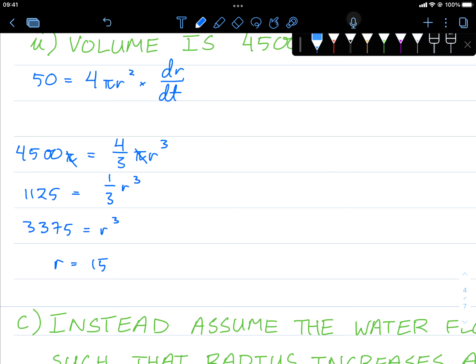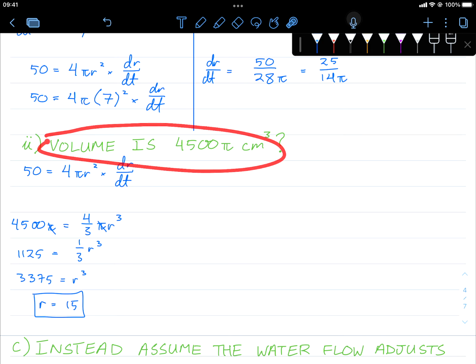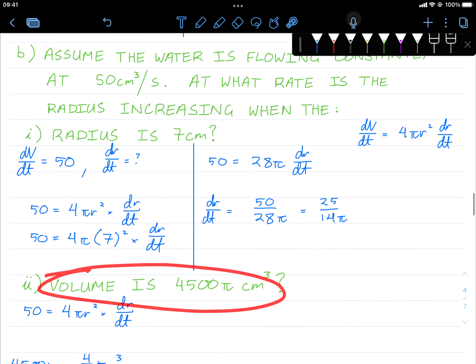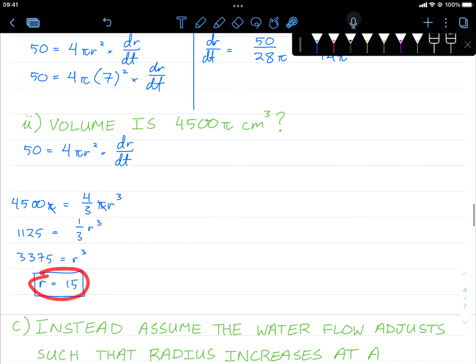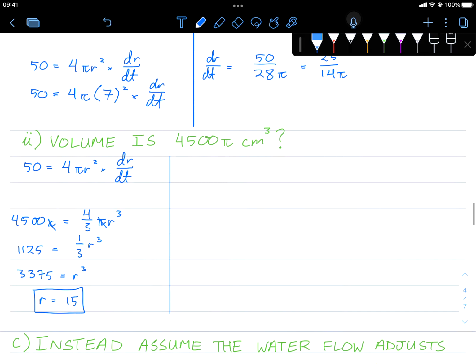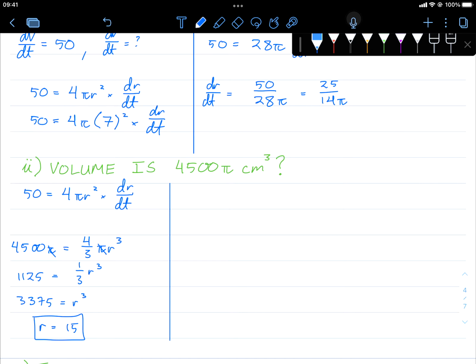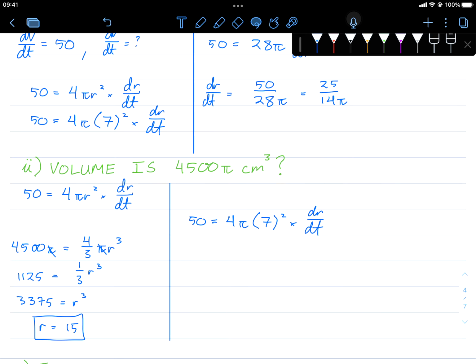is equal to 15. So this question can really be reworded as: what rate is the radius increasing when the radius is 15? We weren't being told that, but we are only being told what the volume was. So this now becomes similar to this question, which is why I'm going to just copy this, and instead of 7, we're going to substitute 15.